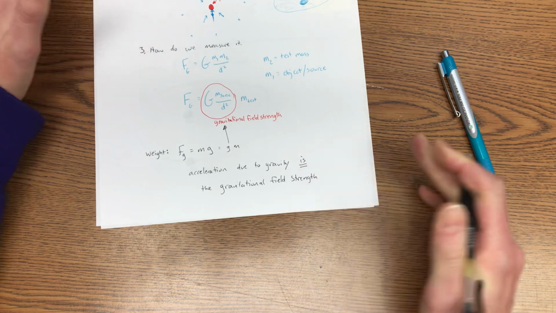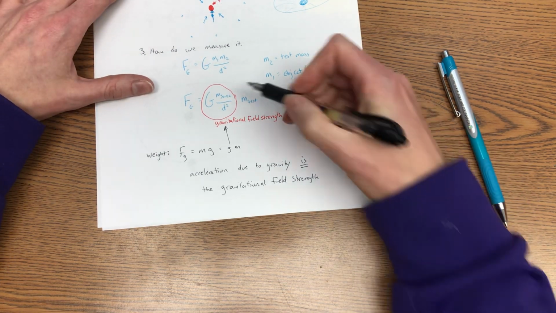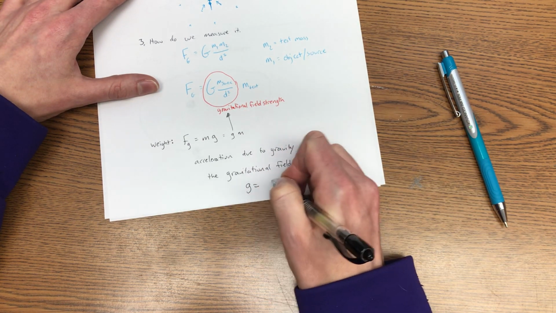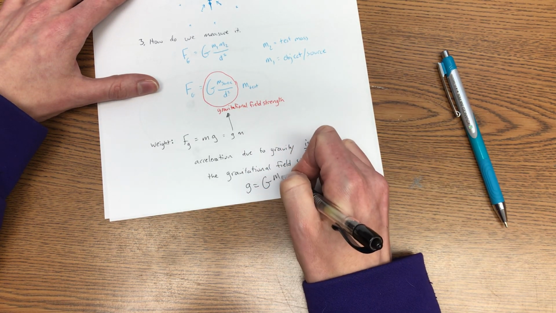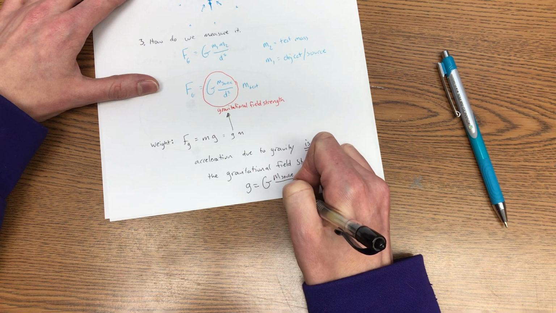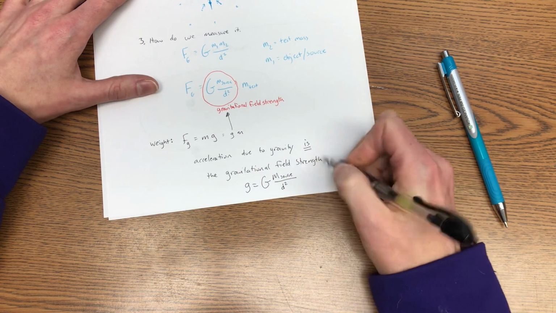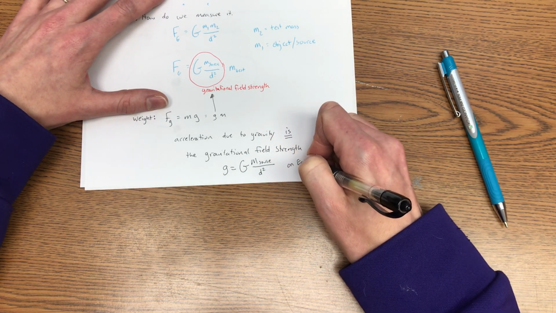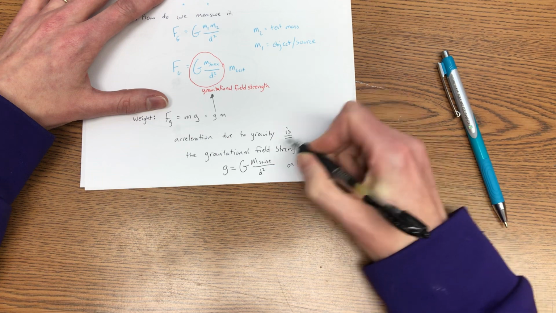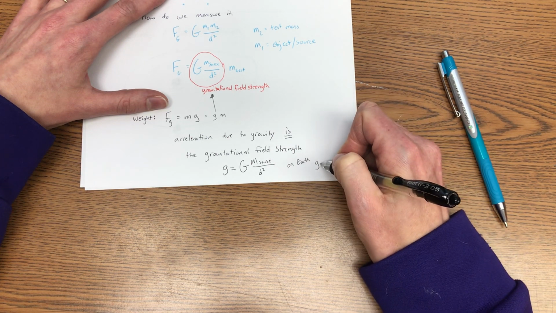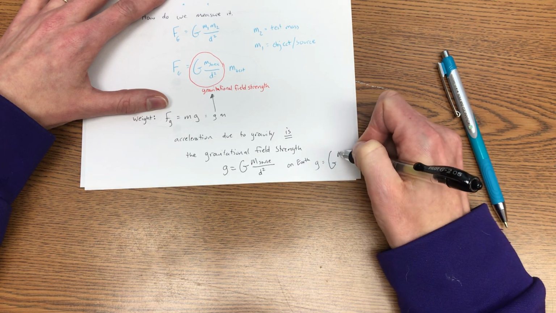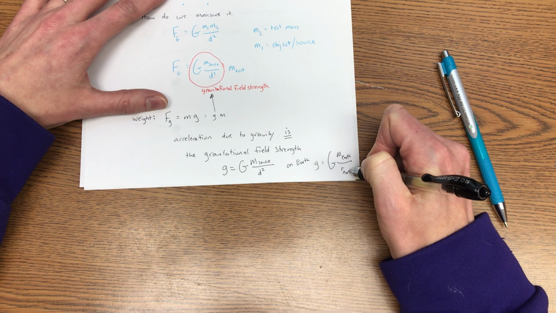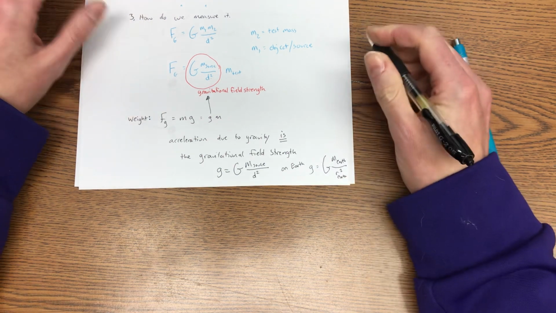And that 9.8 meters per second squared is at the radius of Earth. So g equals big G, mass of the source, over the distance squared. And on Earth, we would use the mass of the Earth: big G, mass of the Earth, over the radius of Earth squared, okay?